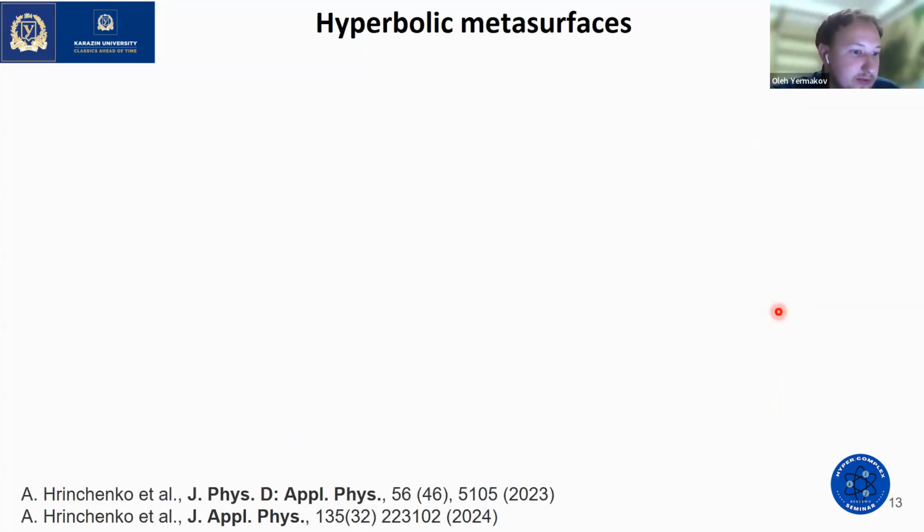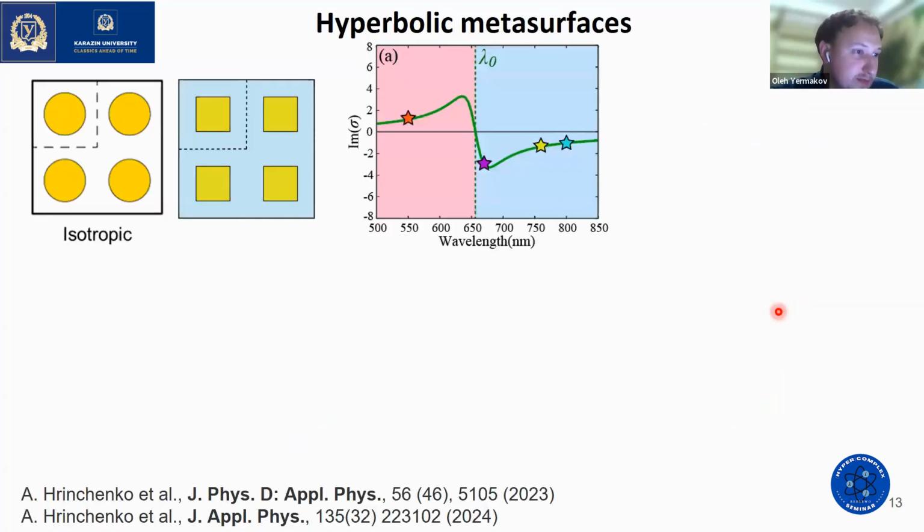Okay, and to do it, we will use hyperbolic metasurfaces. So what does it mean? First of all, we will consider a periodic pattern of such gold nanodiscs or gold nanopatches. You can see that they are isotropic inside the unit cell, but they are resonant. So if we look at the dependence of the imaginary part of conductivity, it will have some resonance, and we can distinguish two regimes when it is negative and positive.